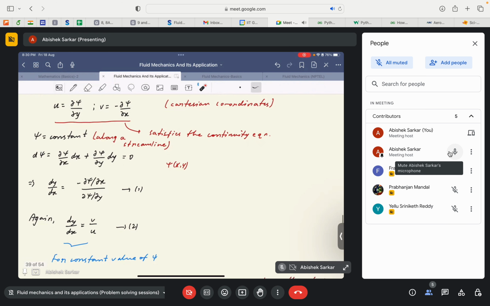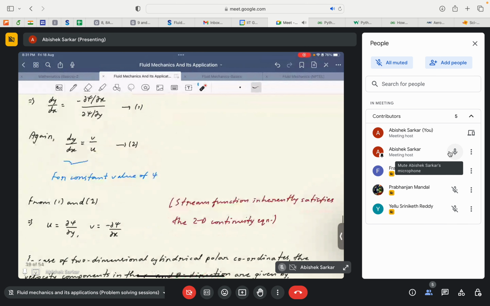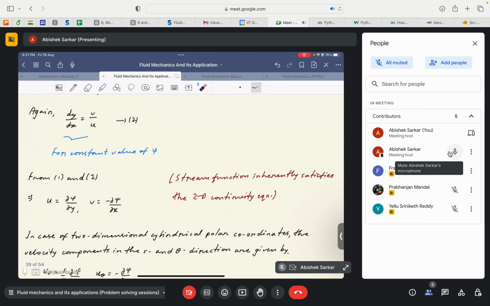Then we can essentially write dou y by dou x equal to minus dou psi by dou x divided by dou psi by dou y, right? Consider this to be equation 1. Again, from the equation of a streamline, we know that dou y by dou x is equal to v by u, because the streamline behaves as a tangent to the velocity vector at that particular point. So combining these two definitions, we obtain the relation u is equal to dou psi by dou y and v is equal to minus dou psi by dou x.